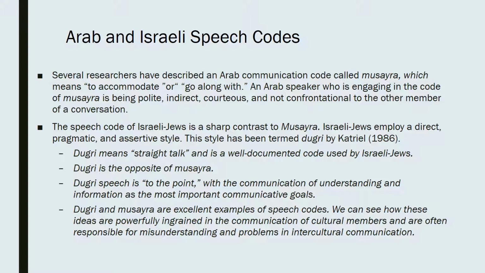Dugri and Musaira are excellent examples of speech codes. We can see how these ideas are powerfully ingrained in the communication of cultural members and are often responsible for misunderstanding and problems in intercultural communication.